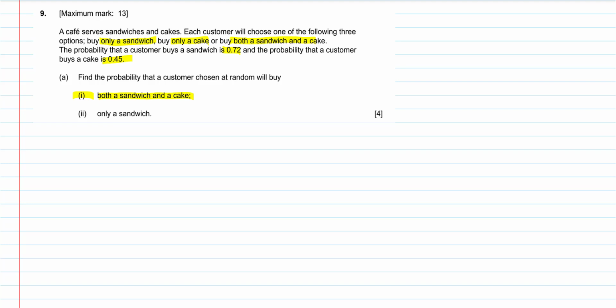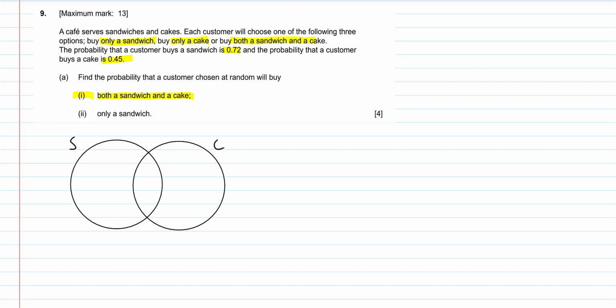So we can represent this on a Venn diagram, which I'll bring up now. We've got S for sandwich, C for cake, and we want to find the intersection of these two sets. We don't know what that is yet, so we'll call it X. But we do know that this region in here is going to be 0.72 minus X, and this part here is going to be 0.45 minus X.